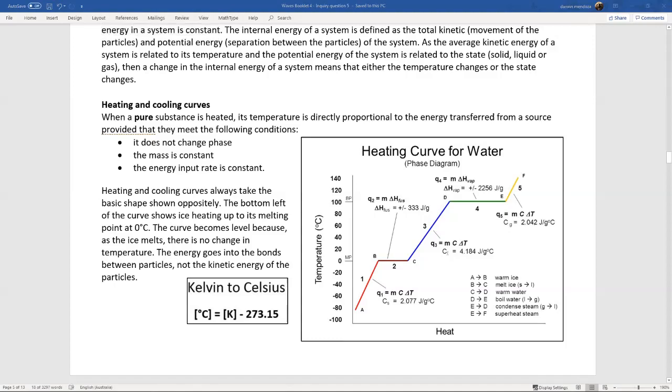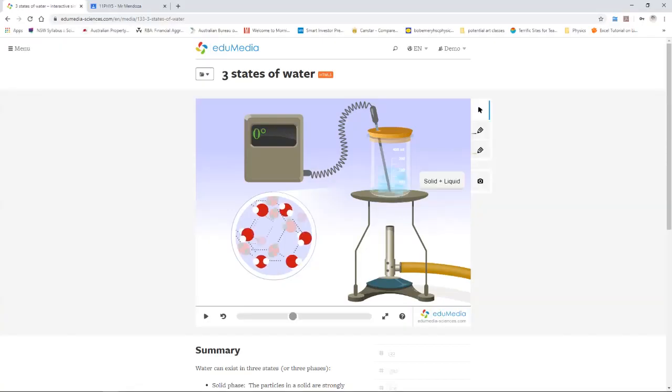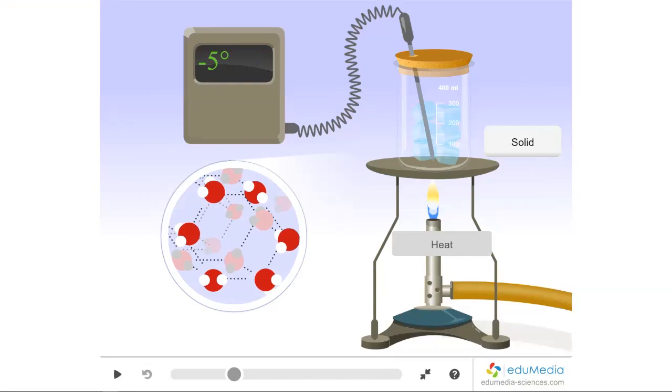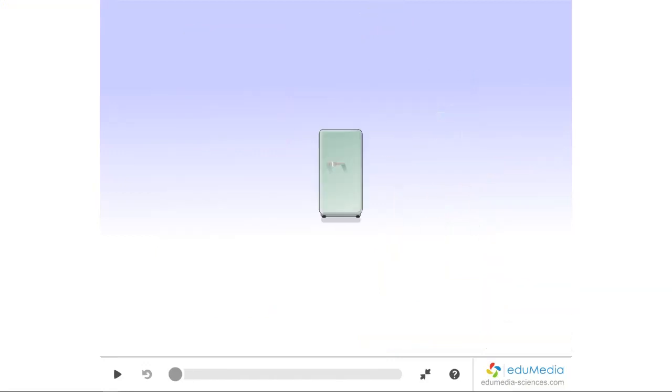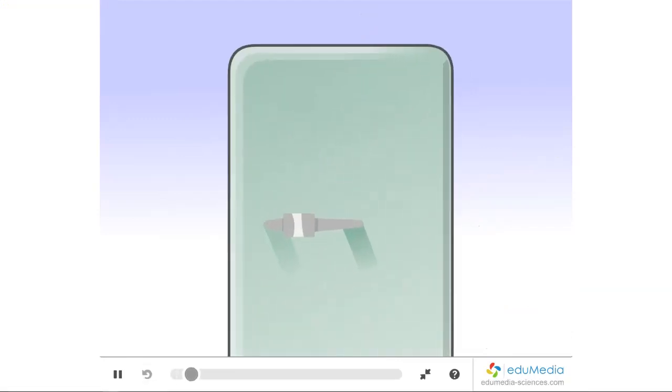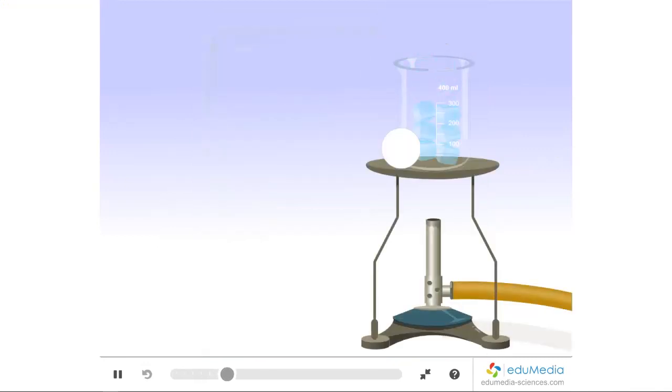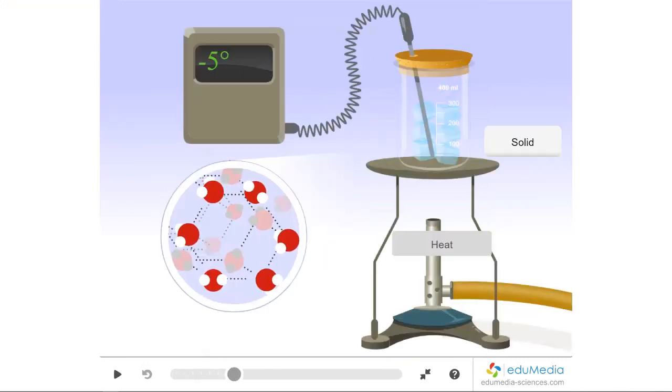So let's have a look at a simulation that's supposed to illustrate this a bit better. I'll narrate it. Okay, so we start off with some ice cubes. We put them in a beaker, and we have this really nice crystalline structure in which the molecules of water are found.